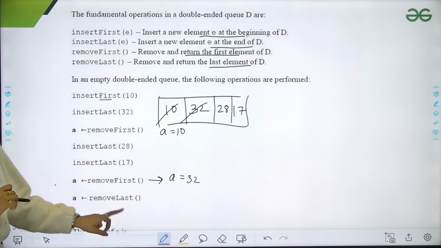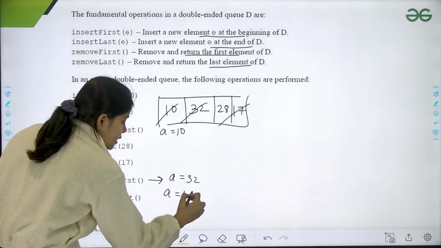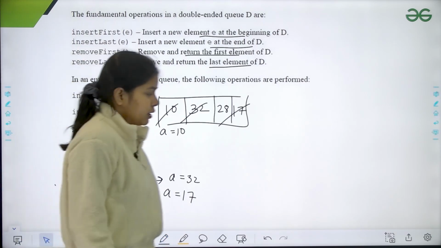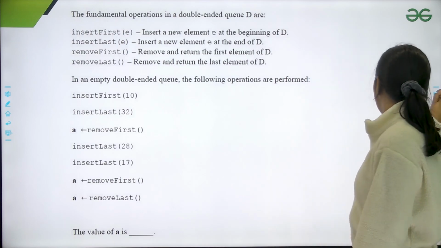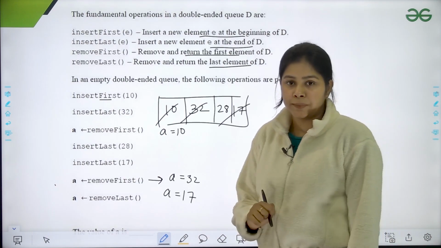Now they are saying A equals remove last. So remove last gives 17, so A would become 17. In this question you can see that they have asked for the value of A. So what would the value of A become? The value of A would become 17, right?